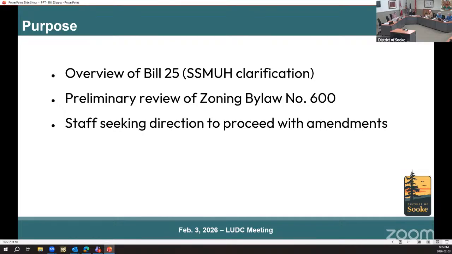This report is intended to brief the committee on Bill 25 adopted by the province in November 2025 and clarifies how small-scale multi-unit housing requirements are to be implemented by local governments. Staff have completed a preliminary review of Sooke's zoning bylaw to understand the implications of Bill 25 and are seeking the recommendation of the committee to council to direct staff to amend the zoning bylaw to comply with the new legislation.